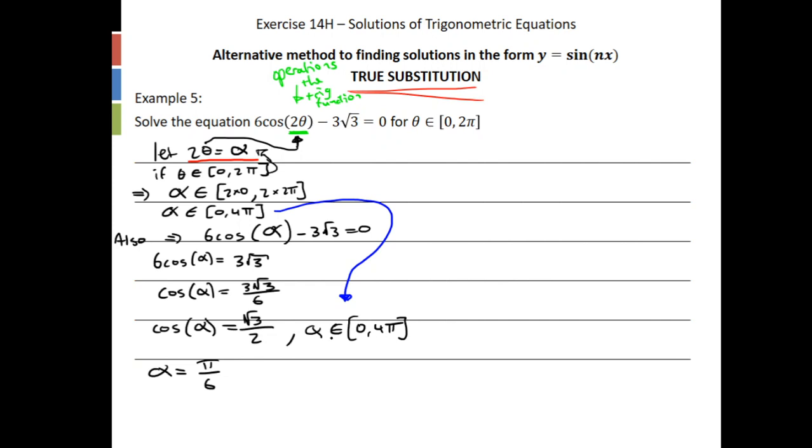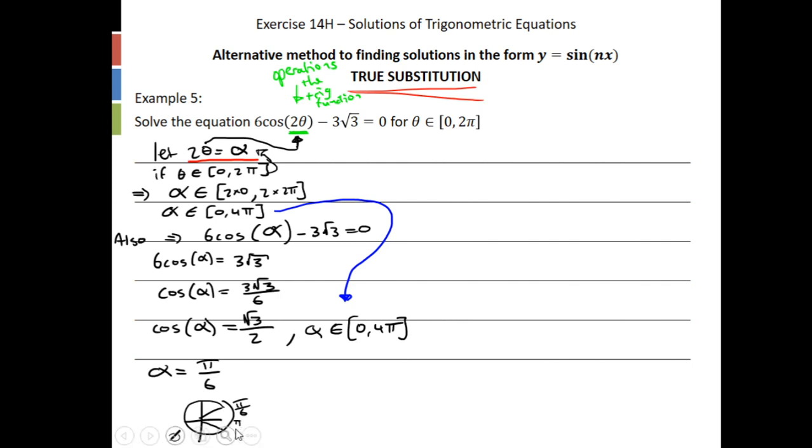We need to keep going because we need to do any angles up to 4 pi. So just quickly, we can have a think of, okay, so our first one is pi on 6. Now, because it's positive, the only other time that cos is positive is in the 4th quadrant.